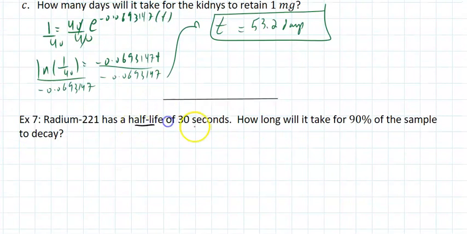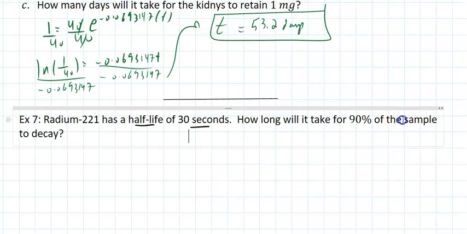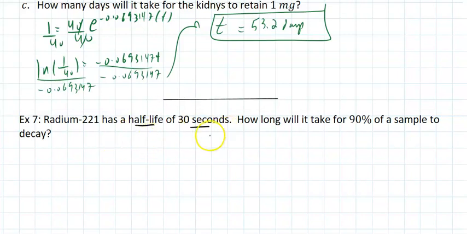Radium-221 has a half-life of 30 seconds. How long would it take 90% of the sample to decay, I should say? Anytime they don't give us an initial amount, there are 2 ways of doing it. I'm going to go by the simple way. If they don't give us an initial amount, let P equal 100 grams, milligrams, liters, milliliters, whatever it is. So, radium has a half-life of 30 seconds.